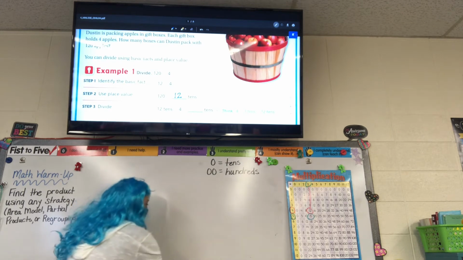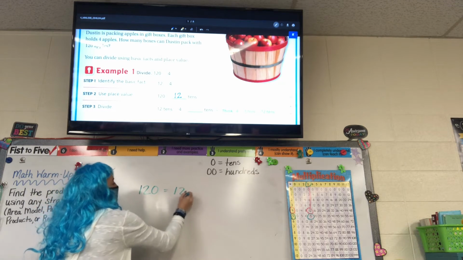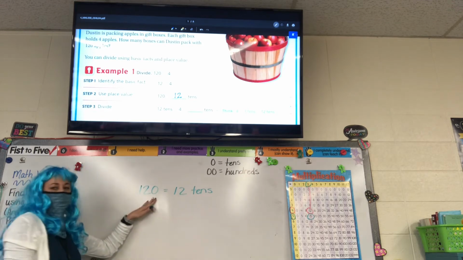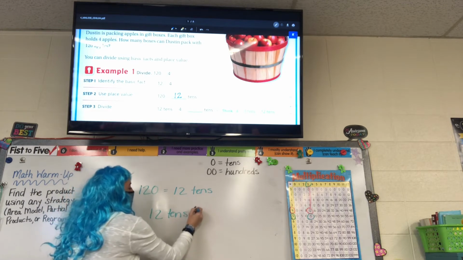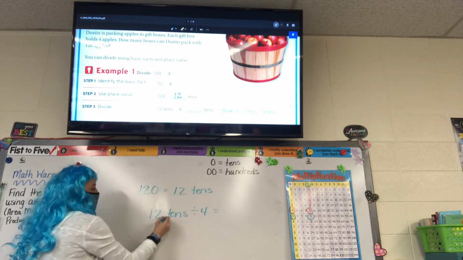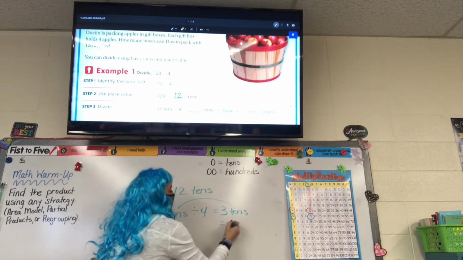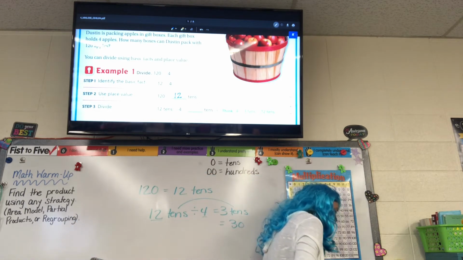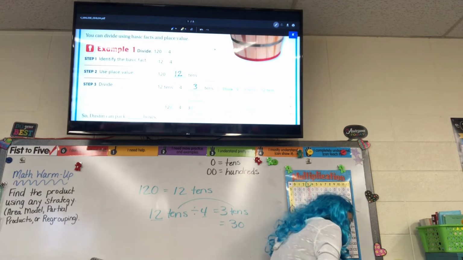So we turn 120 into 12 tens. Remember when I whispered that? So that gets rid of that 0 and makes it less confusing. So we have 12 tens divided by 4 per box. 12 divided by 4 is 3 tens, which turns into 30. Okay, here we go. So 12 tens divided by 4 equals 3 tens. Write this down, which is the same as 30. So Dustin can pack 30 boxes.